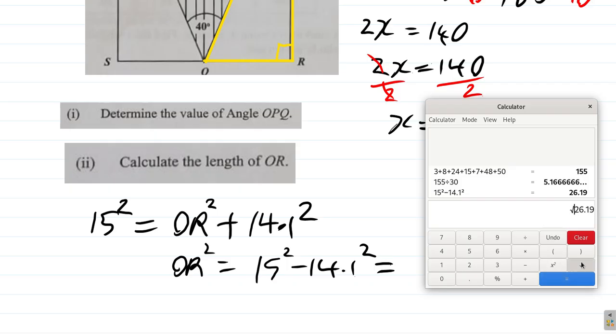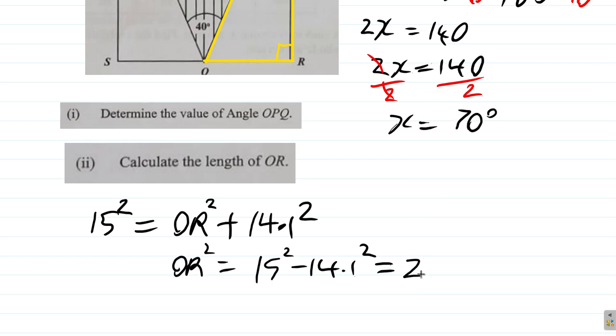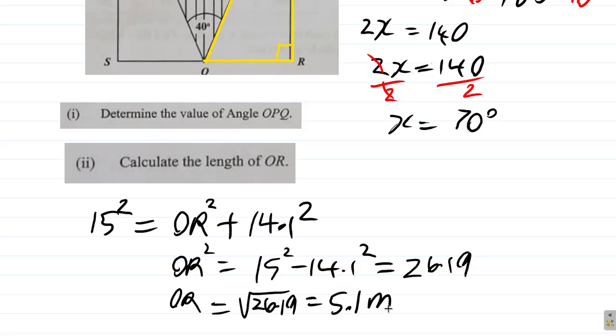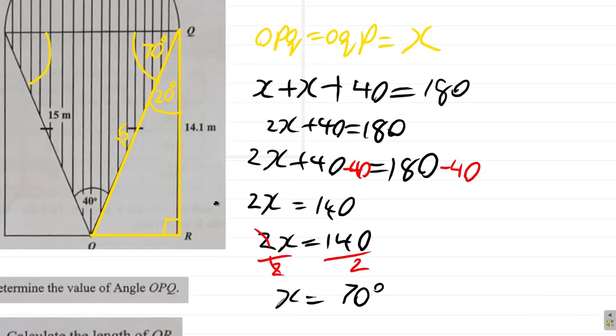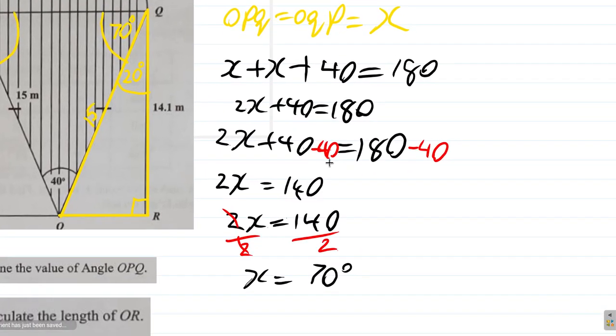And then the square root of 26.19 is 5.1. Alright. So 5.1. So it was 26.19. And then OR, the square root of OR squared is OR. And the square root of 26.19 is 5.1 meters. Alright. Remember I said before I was planning to use trig, tangent. Let's see how that would work.